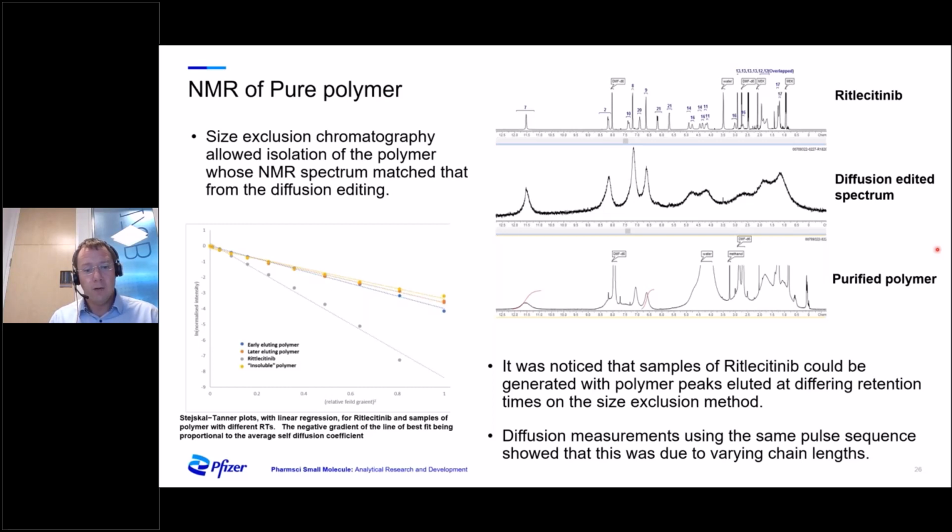While we were working on the project as well, it was noted that some of the samples that were analysed on the size exclusion method gave polymer peaks of slightly different retention times. We were also able to use the same pulse sequence, the same technique, to determine relative diffusion coefficients for these peaks and work out that the reason that peaks were coming at slightly different retention times was in fact that they were of slightly different polymer lengths.